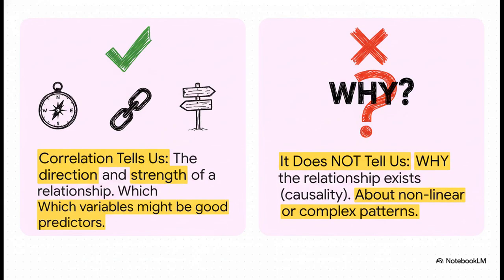So let's wrap this all up. What does correlation tell us? It's fantastic for showing the direction and strength of a relationship, and it's great at pointing us toward variables that might be good predictors. What does it not tell us? It never ever tells us why that relationship exists. That's a different question that requires a whole lot more work to answer.